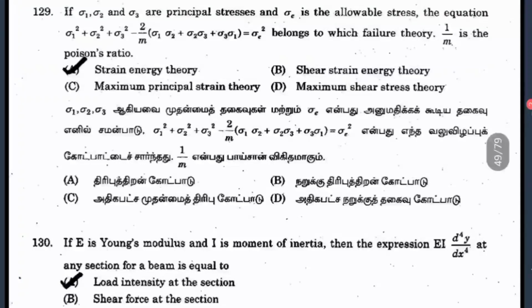So by seeing this itself, you can go for option A and B, because only the strain energy theory and the shear strain energy theory will have this lengthy formula. So this is for the strain energy theory, whereas in the shear strain energy theory the formula will be root of sigma 1 minus sigma 2 the whole square plus sigma 2 minus sigma 3 the whole square plus sigma 3 minus sigma 1 the whole square, like that, divided by 2, because that is for the shear strain energy theory.